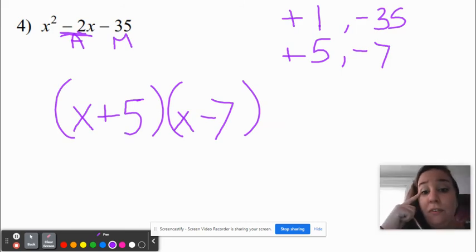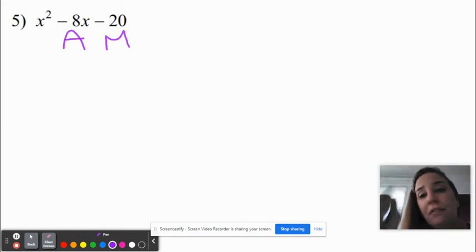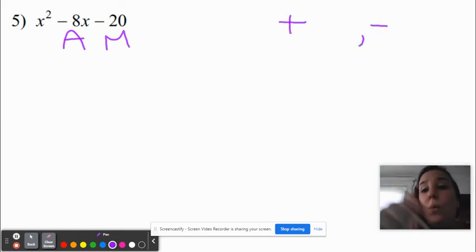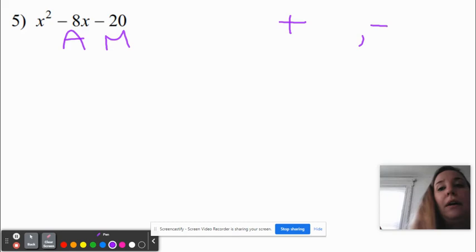Okay, so x plus 5, x minus 7. Add to negative, multiply to a negative, one positive, one negative, where the bigger number needs to be negative so we can result in a negative 8 after we add it up.